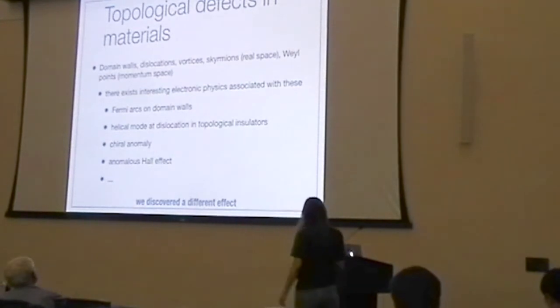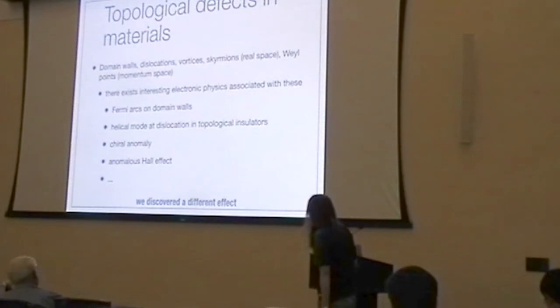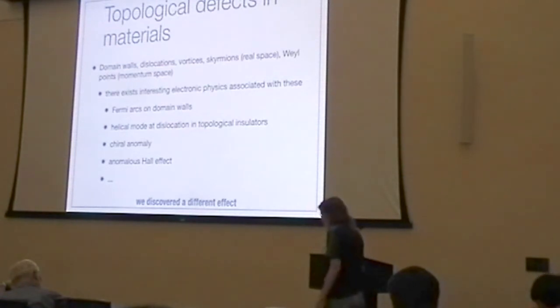One knows that in topological materials, the topological defects often lead to very interesting phenomena. Domain walls, dislocations, vortices, etc. lead to a number of signatures, such as Fermi arcs, helical modes, chiral anomaly, and so on. But actually here we discover an entirely new effect.